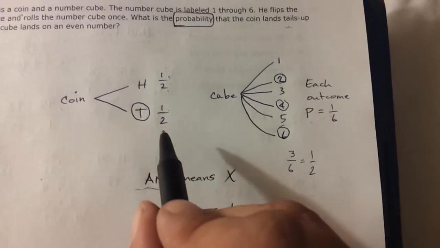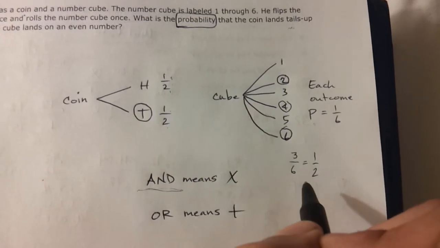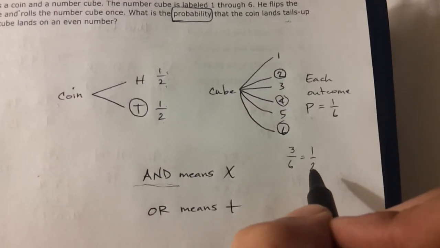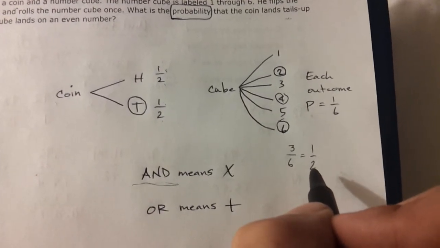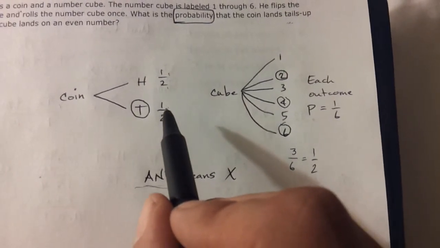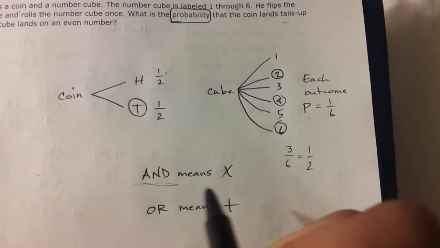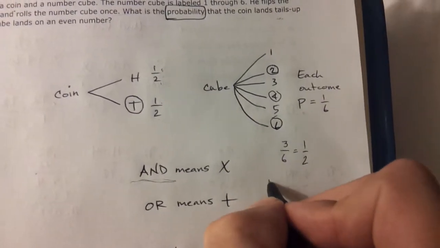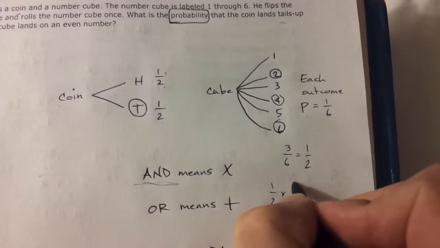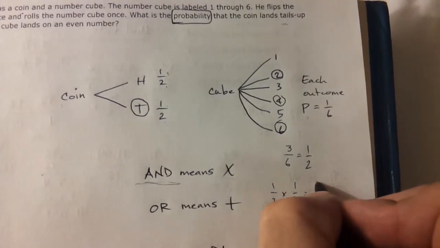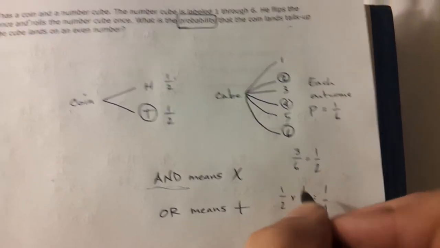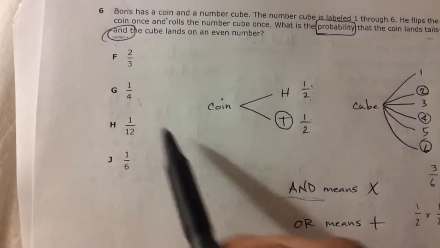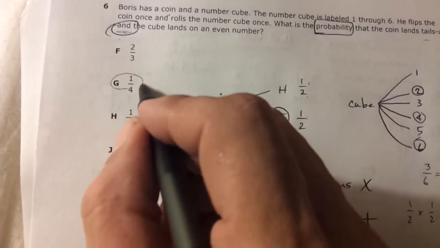Alright, so 1 out of 2 is my probability. Now, I can just multiply because I know what "and" means. 1 over 2 times 1 over 2 is equal to 1 over 4. Okay, and that's my probability. Scoot over here and choose answer choice G.